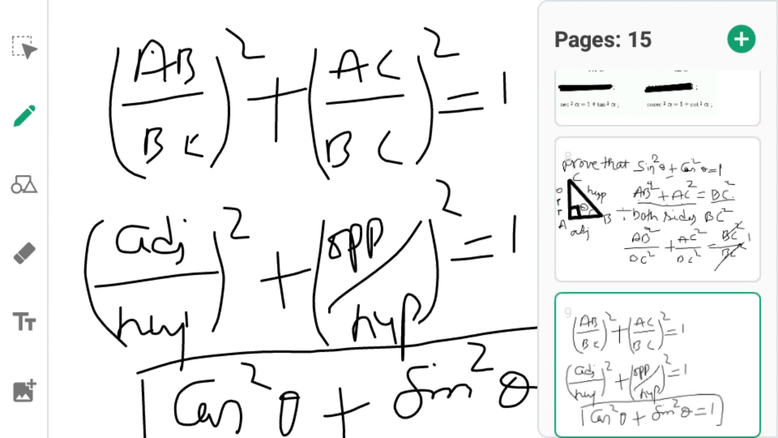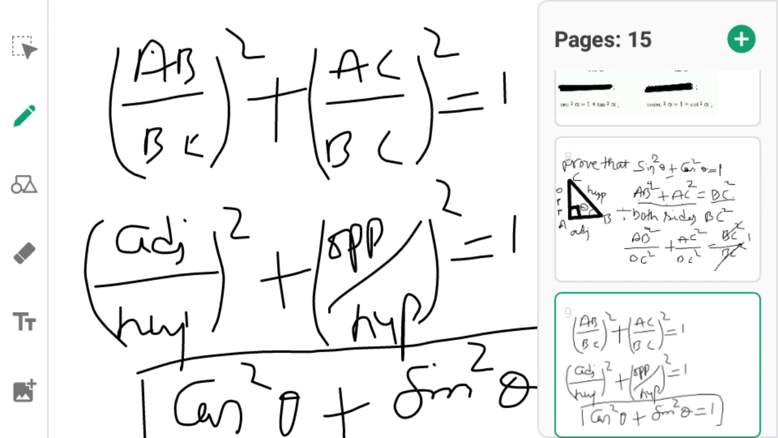And BC means the hypotenuse side. So taking the whole square, adjacent by hypotenuse gives cos theta. As we defined, the ratio of cos theta equals adjacent by hypotenuse. It is the ratio between adjacent and hypotenuse. Similarly, sin theta is opposite by hypotenuse.